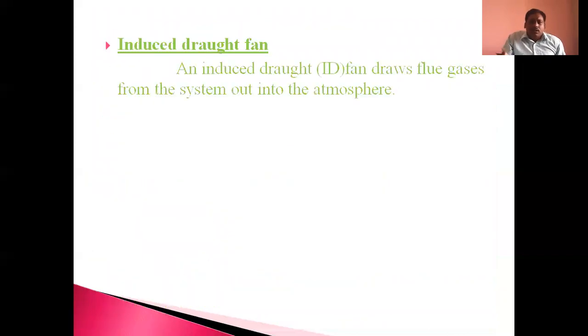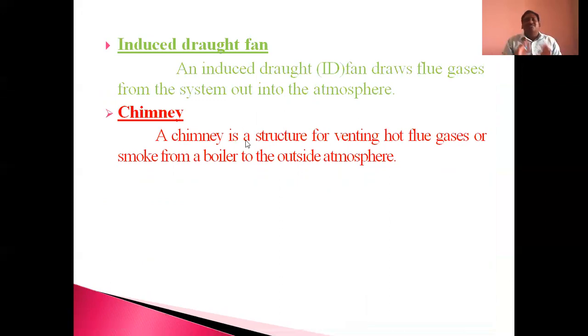So, the ID fan sends the flue gases from the system out into the atmosphere. Finally, the chimney, which is important. If we look at any power station from the outside, the only component which is visible is the chimney. Is it right?